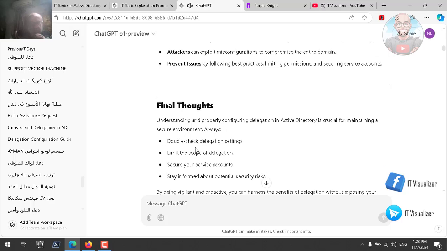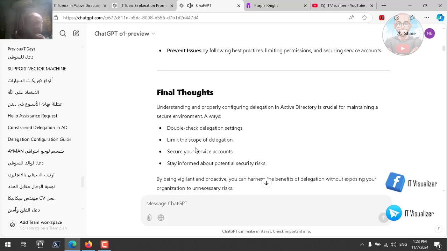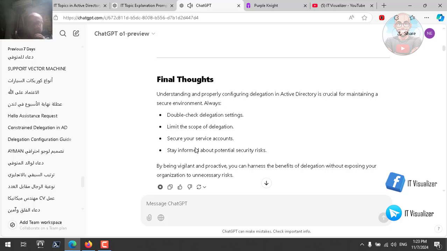Final thoughts. Understanding and properly configuring delegation in Active Directory is crucial for maintaining a secure environment. Always double-check delegation settings. Limit the scope of delegation. Secure your service accounts. Stay informed about potential security risks. By being vigilant and proactive, you can harness the benefits of delegation without exposing your organization to unnecessary risks.